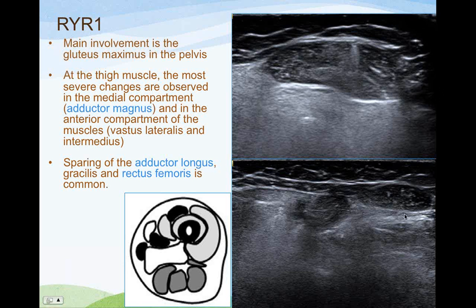Let's take a look at the sartorius and the gracilis. Oh, okay, so the sartorius is again involved. The gracilis is less involved. The adductor longus is less involved. The adductor magnus is involved. So putting all of this together, and you have a history of a patient that's consistent with RYR1, this really helps you hone in on the diagnosis.